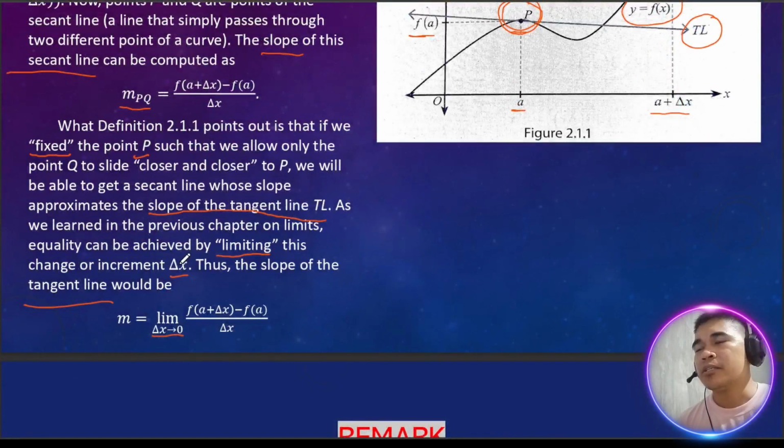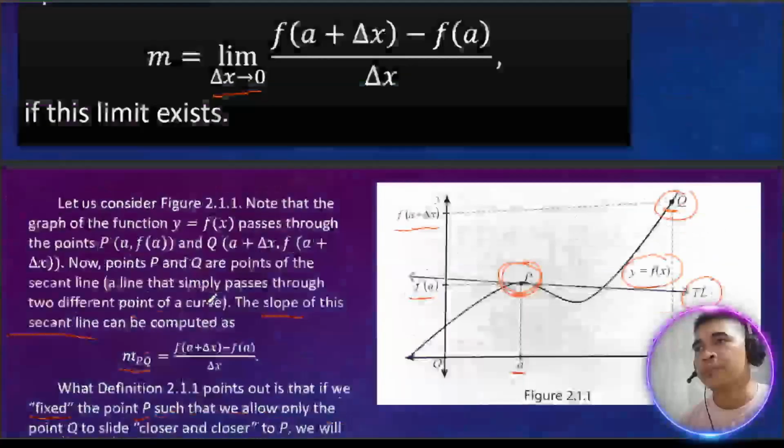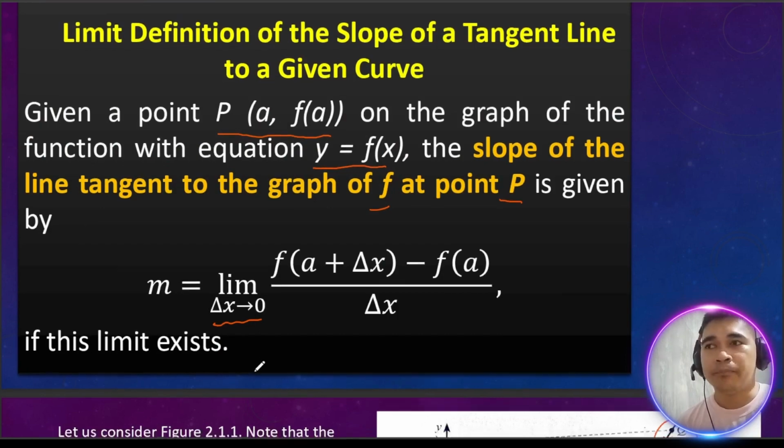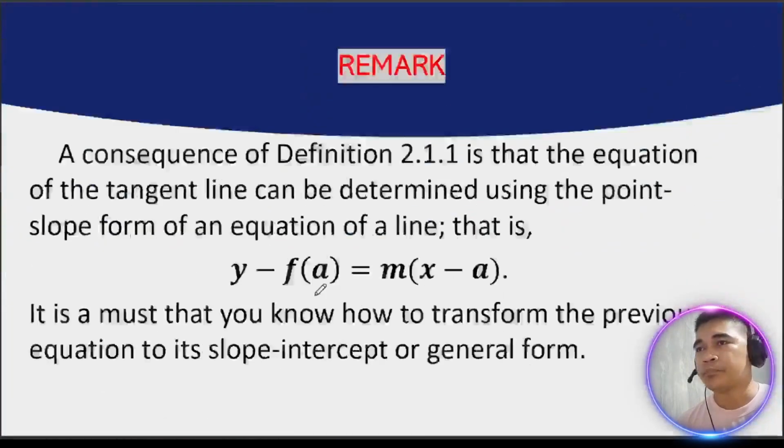Okay? So this formula of the slope of the tangent line is what's stated here. Since this topic is all about the slope of a tangent line to a given curve, this is what we will use.